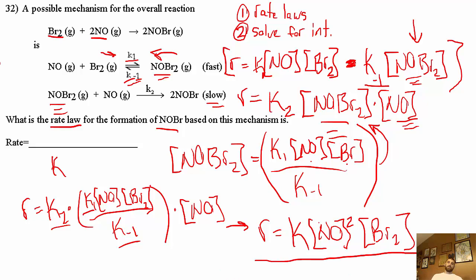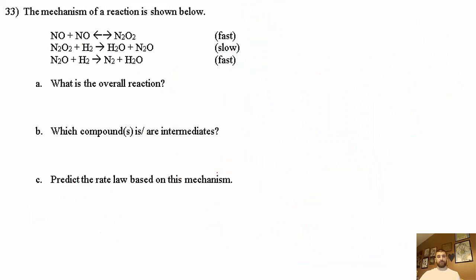Now, what I normally do is when we have these K1, K to the minus 1, and K2, I usually just ignore them because I know they're all going to combine to become just a new K, a new constant. So I usually just ignore them when I do the work. And I'll show you what I mean in the next problem.